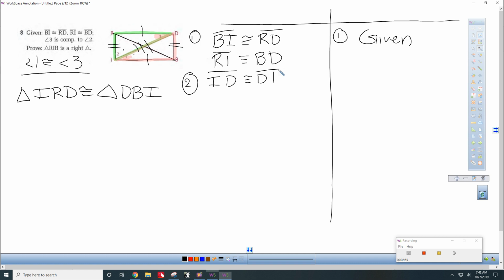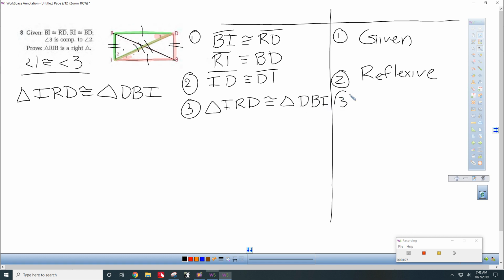You could have put ID there. In my class, I don't really care if you switch the order or not. And that's reflexive. Okay? Reflexive property. Alright, so that now I can say that triangle IRD is congruent to triangle DBI by side, side, side. Okay?